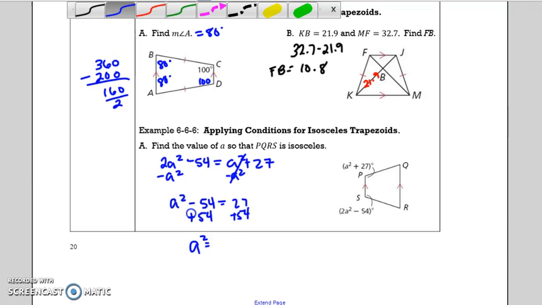So a squared is equal to 81, and then we want to square root to get just a. A is 9, or plus or minus 9 since we do the square root. It could be negative as well as positive.